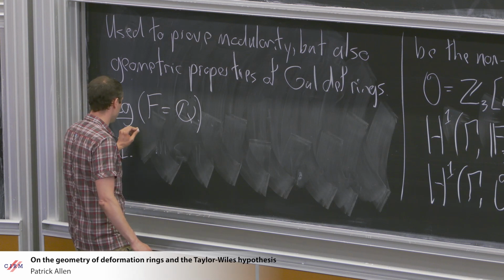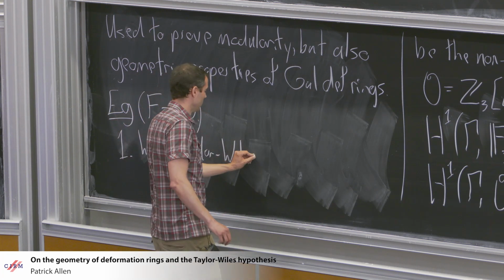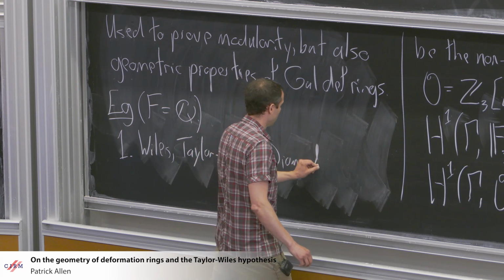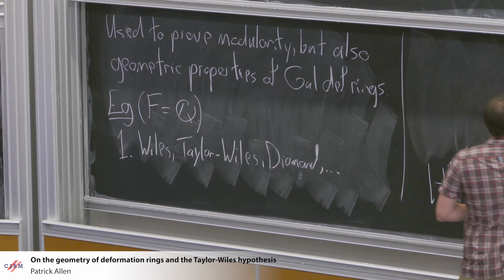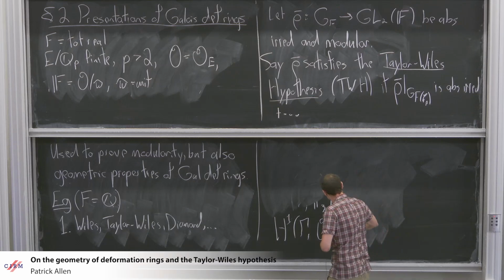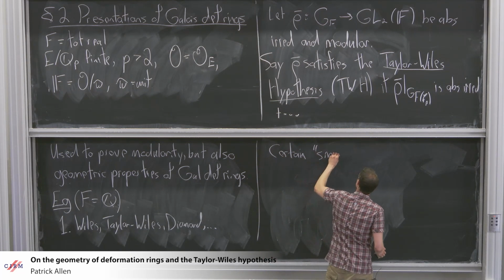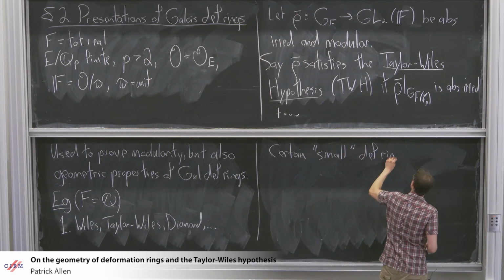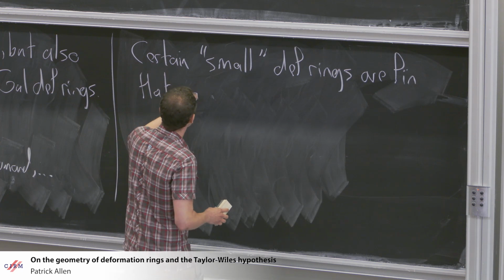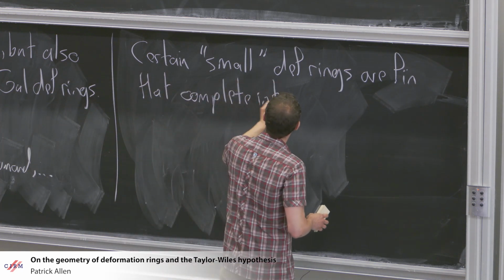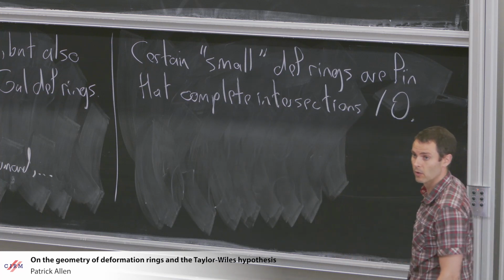First, Wiles, Taylor-Wiles, Diamond, and others prove things like certain small, I won't make that precise, let me just say things like deformation rings are finite flat complete intersections over whatever your fixed base coefficient ring is.